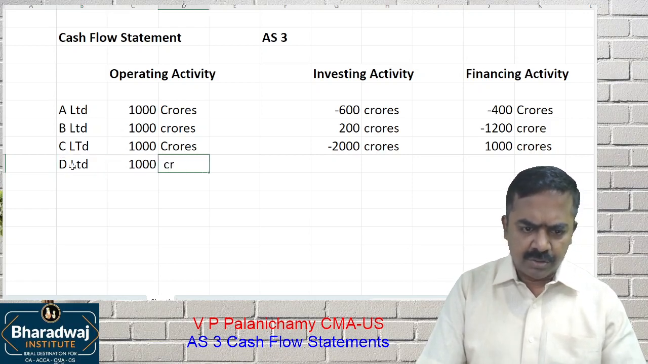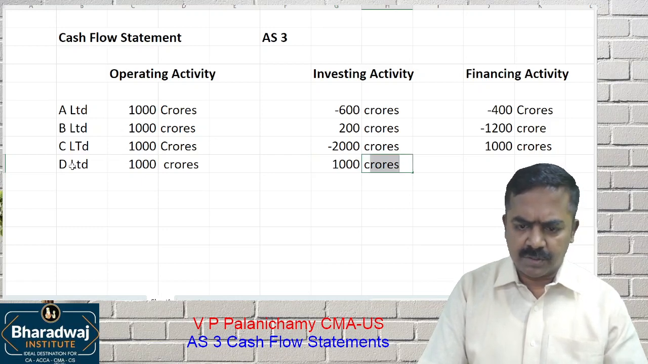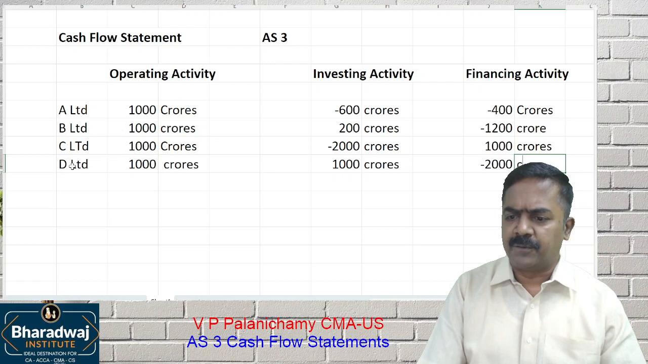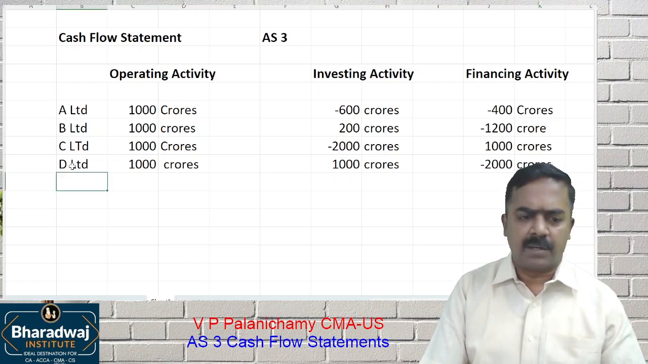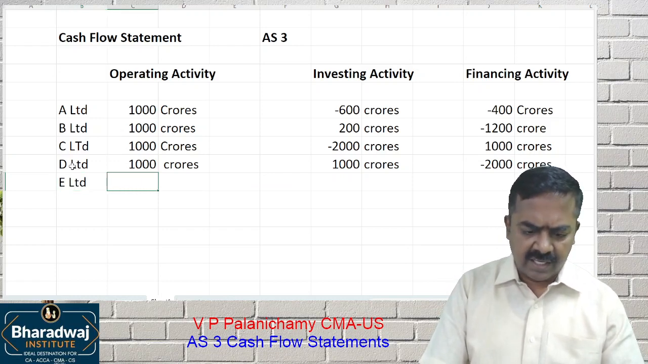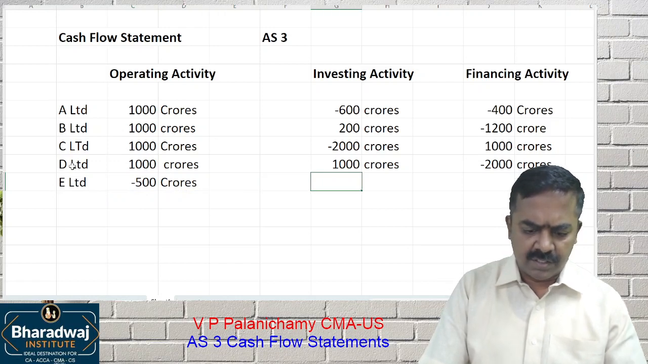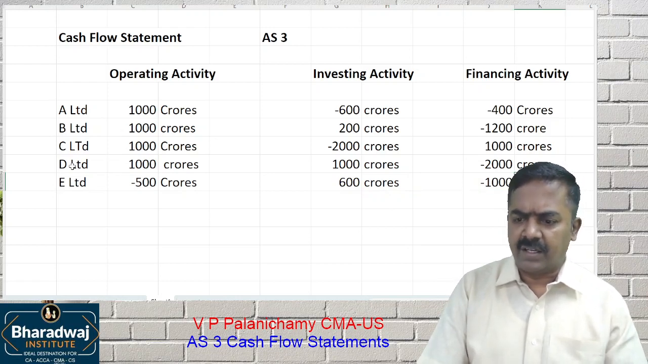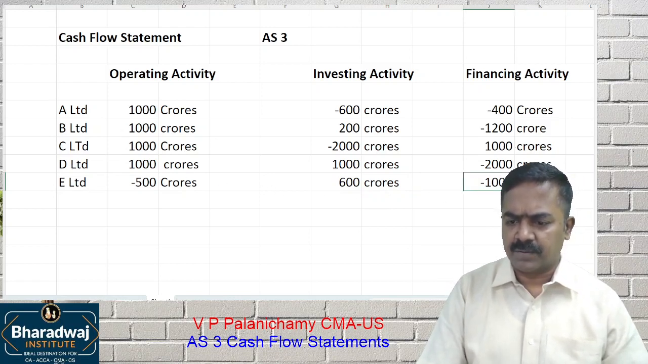D Limited again made about 1000 crores. It sold assets of about 1000 crores. Both are used for repayment of loans, redemption of preference shares, redemption of debentures, and taxes and other obligations are paid. E Limited is having a negative cash flow. They sold assets worth 600 crores, and they used it for paying interest etc. to the extent of 100 crores.